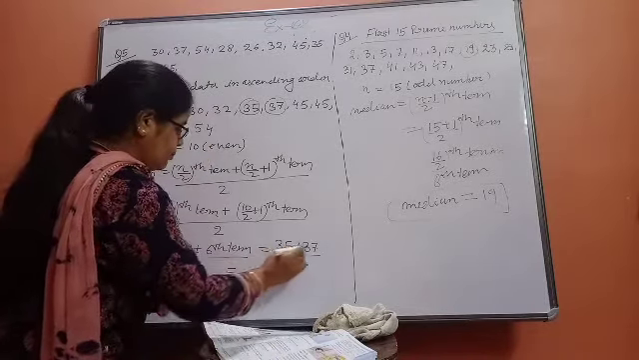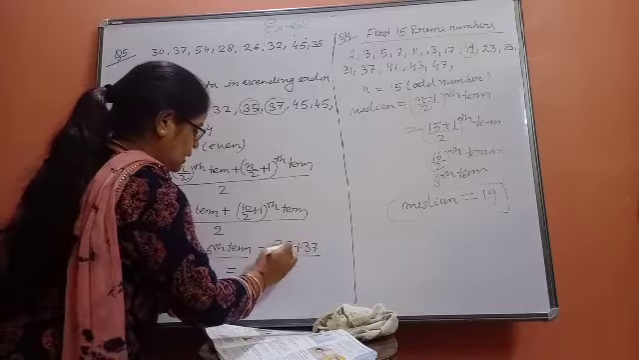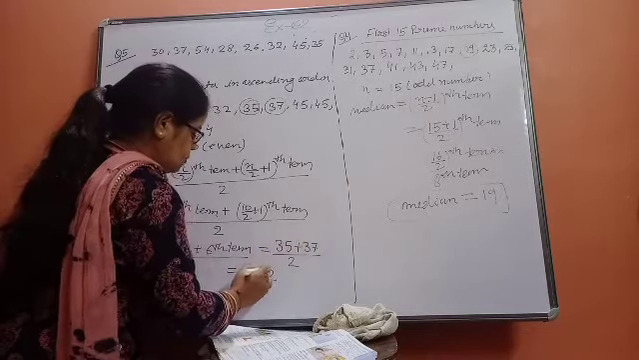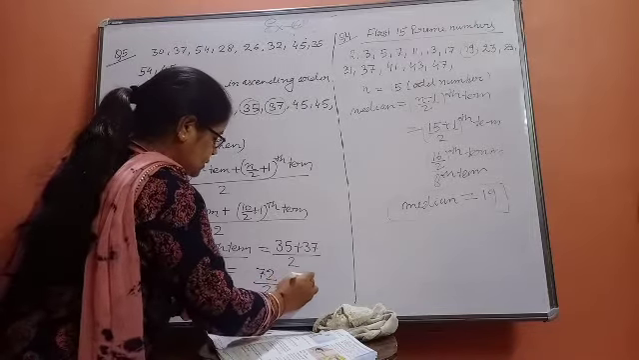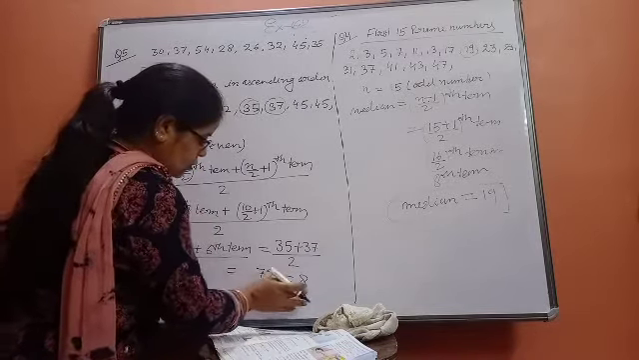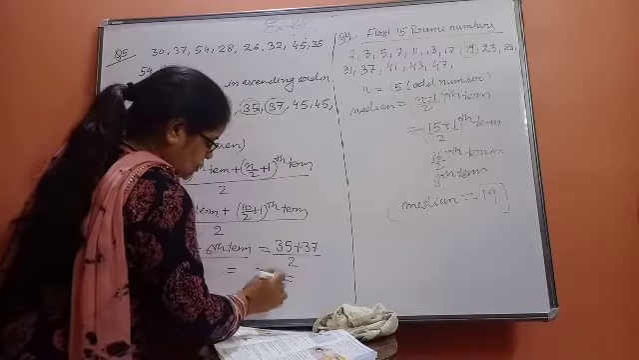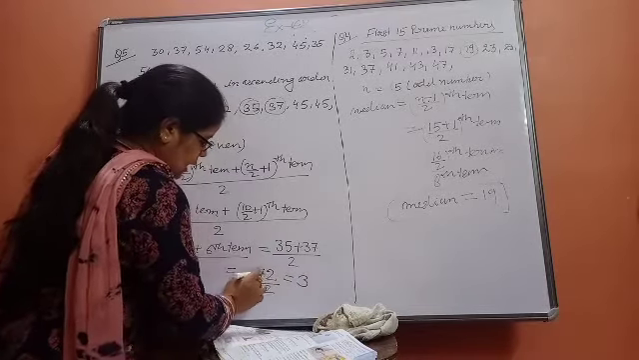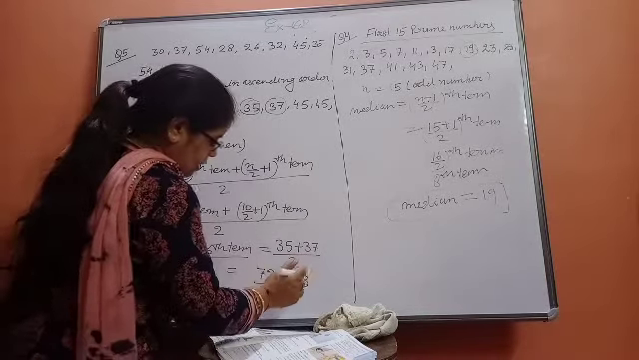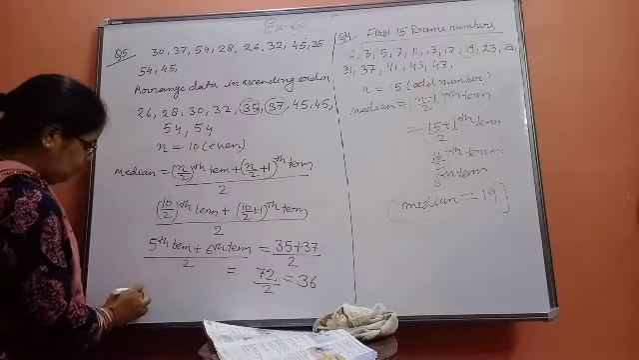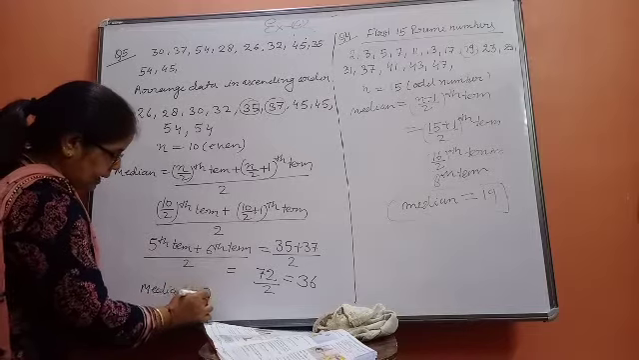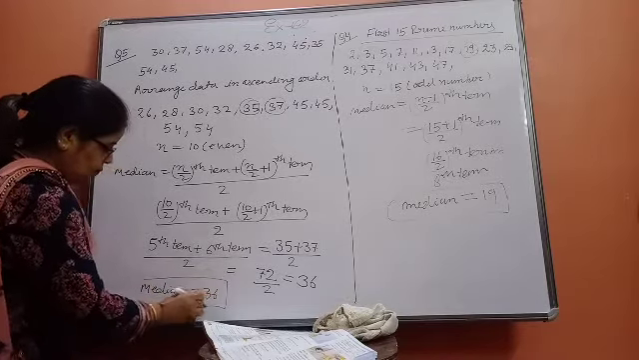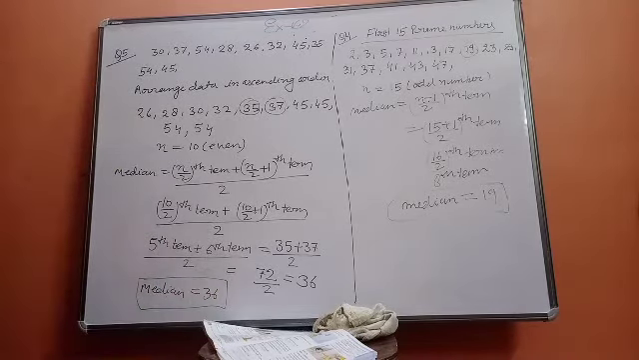So it will be 72 upon 2. 2 threes are 6, so 2 sixes are 12. So what will be the median? Median means the middle-most term. Median will be 36. So in this way you can complete the answer. Okay.